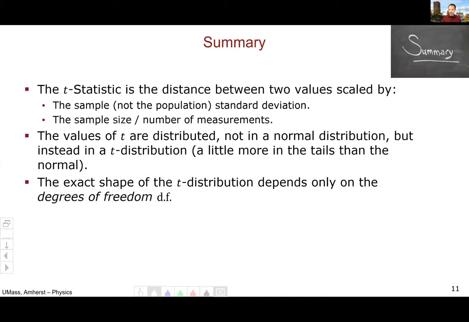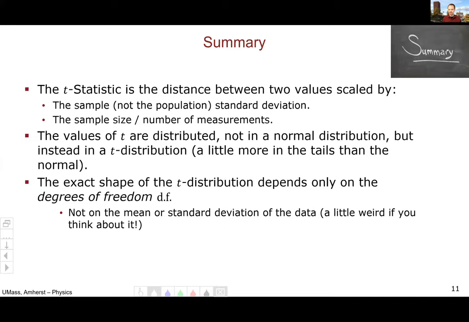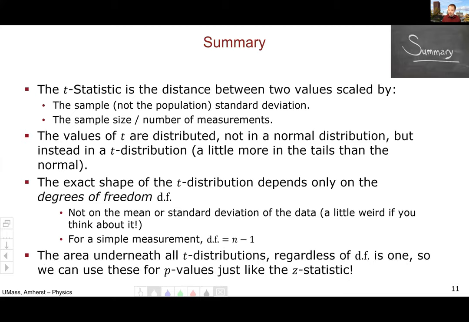So the exact shape of this T distribution, however, doesn't actually depend upon the standard deviation or the mean or anything like that. It only depends upon the degrees of freedom, which is a little weird when you stop to think about it, but it does work out. And for simple measurements, like we've seen here, the number of degrees of freedom is just the number of measurements you've made minus one. And then we can use areas under the T distribution, just like for the Z distribution, to determine probability values.